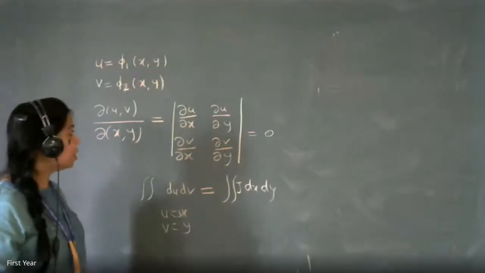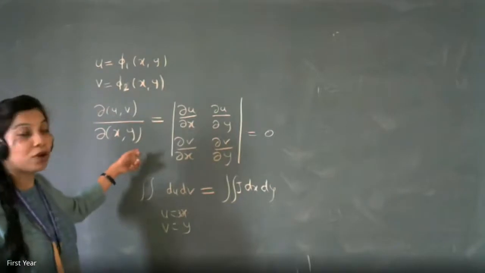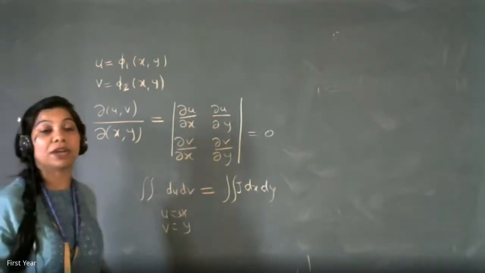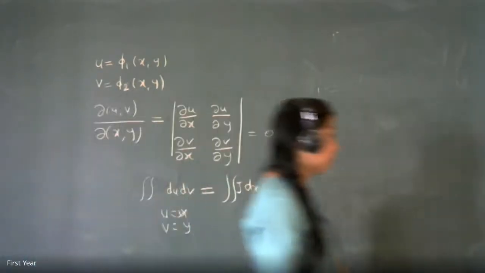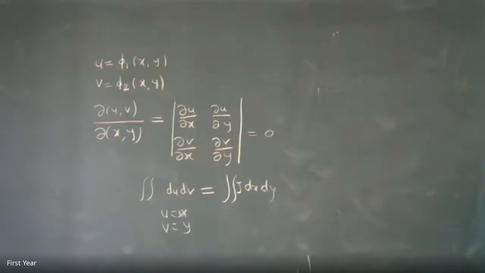So we'll do this in detail. You just write down this formula for 2 variables, for 3 variables, and so on. We'll write it down in the next class, that is tomorrow.